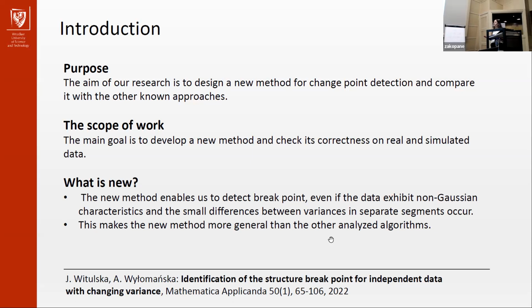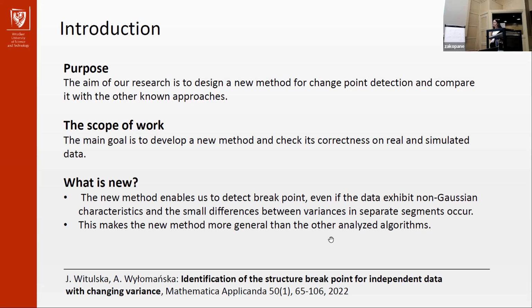The aim of our research is to design a new method for change point detection and compare it with other known approaches. The main goal of this work was to develop a new method and check its correctness on real and simulated data. What is new? In general, the new method enables us to detect a breakpoint even if the data exhibit non-Gaussian characteristics and there are small differences between the ratio of the standard deviations in the first and the second segment of the analyzed data. This makes the new method more general than the other analyzed algorithms.